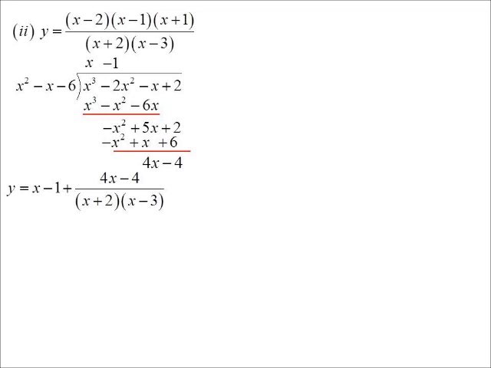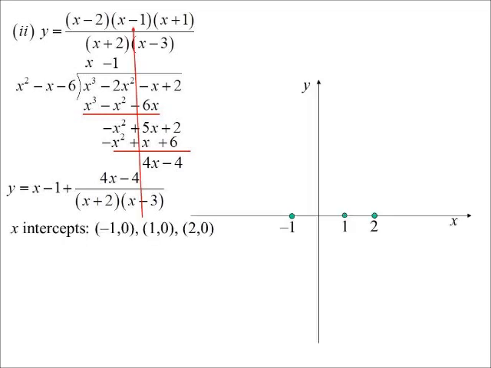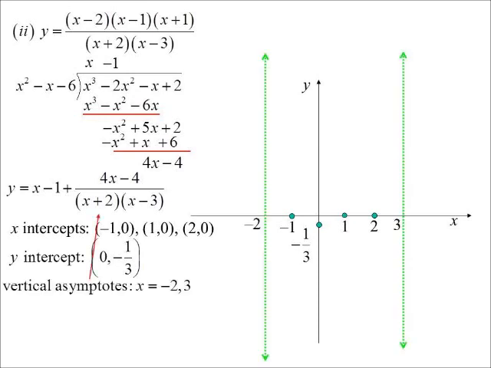Let's read off our information. X-intercepts, I'll go back to the original one. The top of the fraction must equal 0. So I know we've got them at minus 1, 1 and 2. Y-intercept, sub in 0, we end up with minus a third. So I'll plot that point in. Vertical asymptotes, bottom of the fraction. So we can't have negative 2 or positive 3.